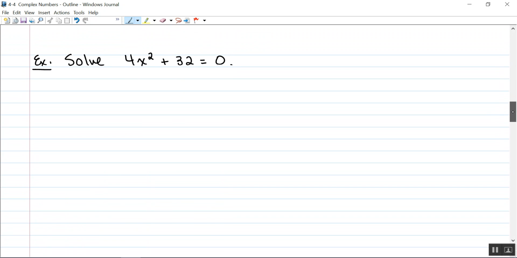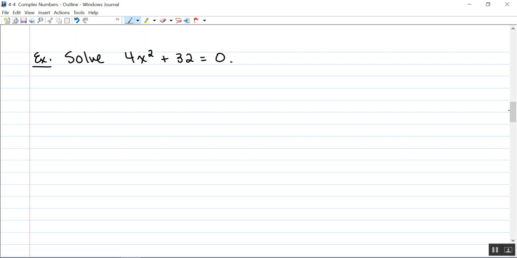Let's take a look at an example of solving an equation that's going to involve i. So here I have 4x squared plus 32 equals 0. First thing I think I would like to do is to factor a 4 out of that. 4 times x squared plus 8 equals 0. And I can divide both sides by 4. So that's going to leave me with x squared plus 8 equals 0. And that is not factorable, so I'm going to subtract 8 on both sides. So I'll have x squared equals negative 8.